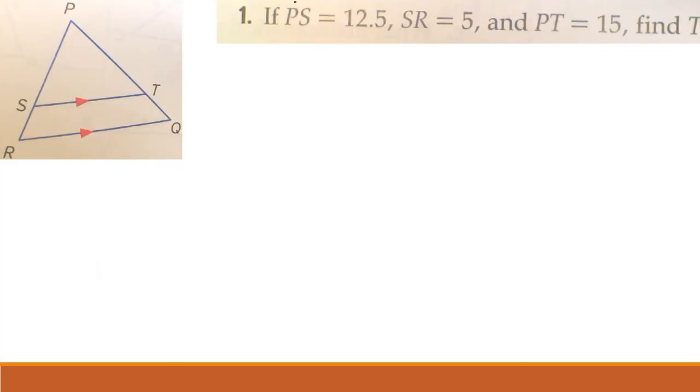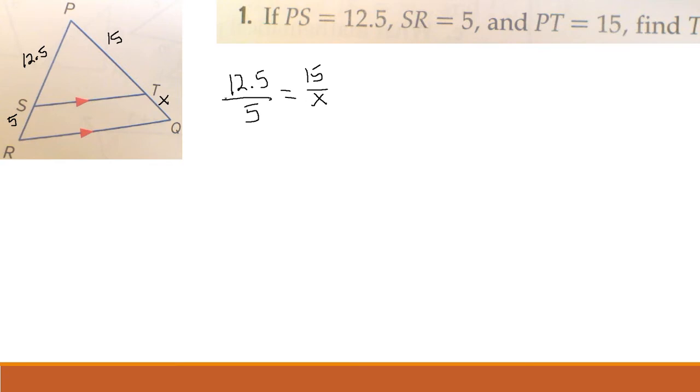And there we go. So it says if PS is 12.5, so P to S is 12.5, SR is 5, PT is 15, find TQ, so find x, essentially. So we know that these lines are parallel, so that means we have the following ratio. We have that PS, 12.5, to SR, 5, so top to bottom is going to be equal to top to bottom, 15 to x.